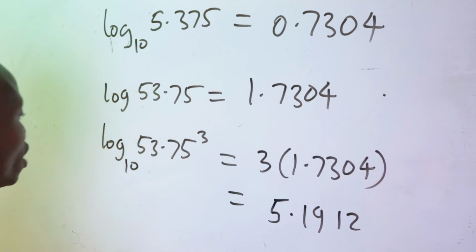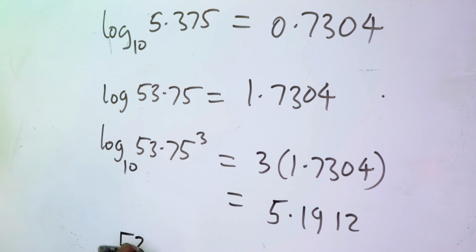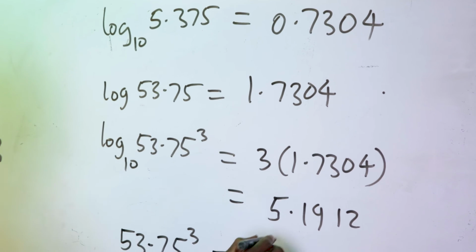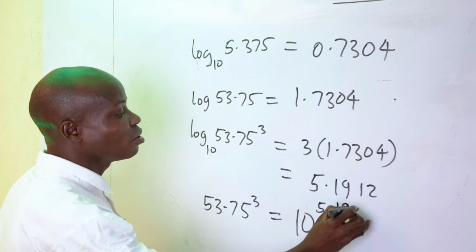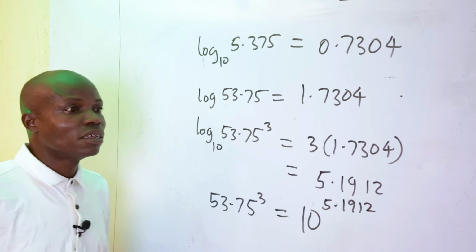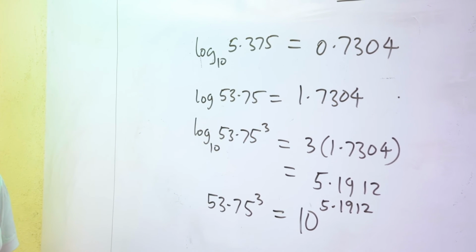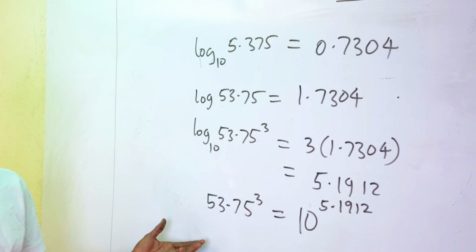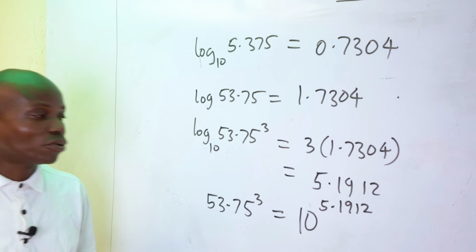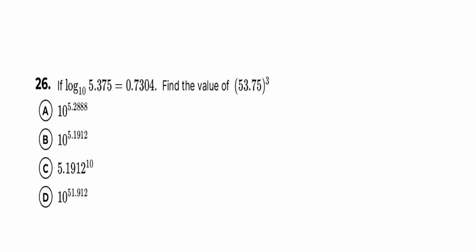which is 5.1912. Now, 53.75 raised to the power 3 will give us 10 raised to the power 5.1912, applying the theory of logarithm. And the correct option there is option B, 10 raised to the power 5.1912.